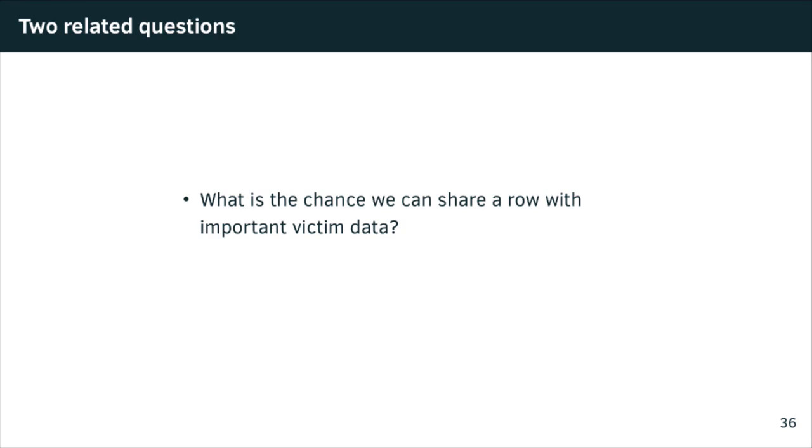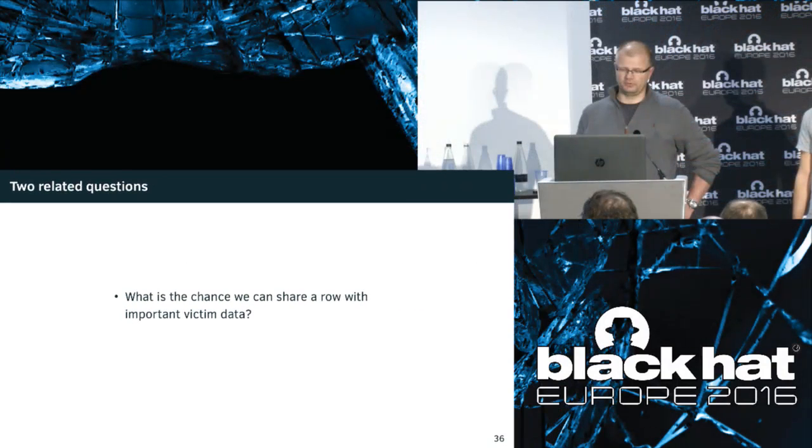So imagine if that was handle uppercase, he will be able to tell that your password has an uppercase letter in it. So this brings us to two important questions that turn out to be very much related. What is the chance that we share a row with important victim data? And the second question is, what kind of spatial accuracy do we get? I have to explain this spatial accuracy.